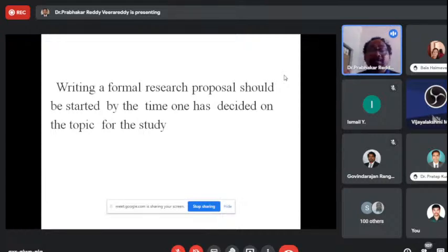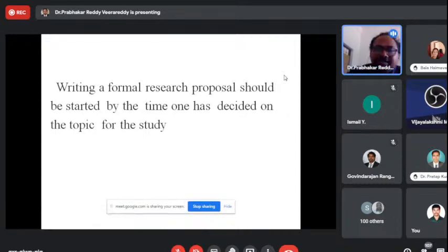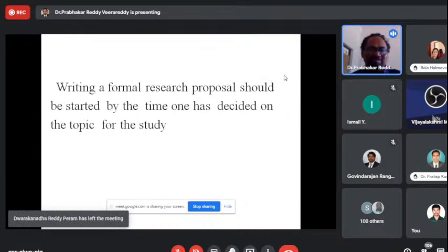How are you going to get that? By reading the journals, going on reading. That is the only purpose. Reading, collection, and then write your proposal. Writing a formal research proposal should be started by the time one has decided on the topic for the study. So don't copy. Your one friend is writing on atherosclerosis, okay, and you think, I want to write that also.